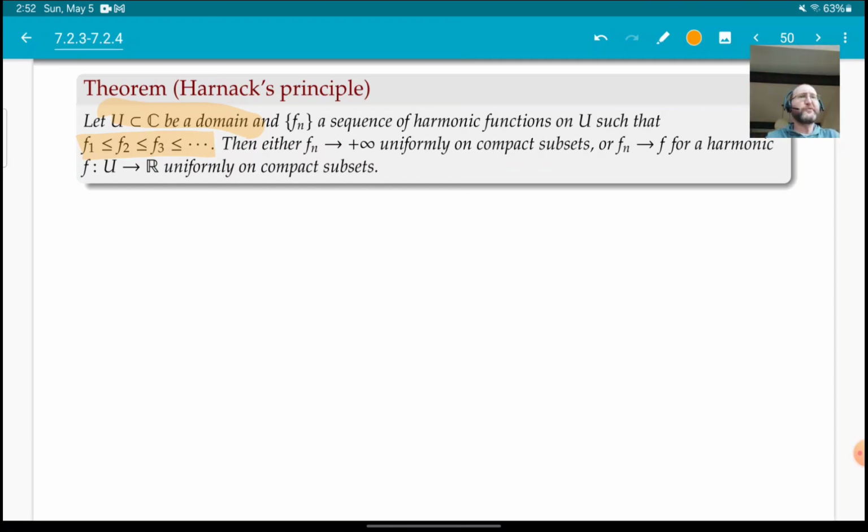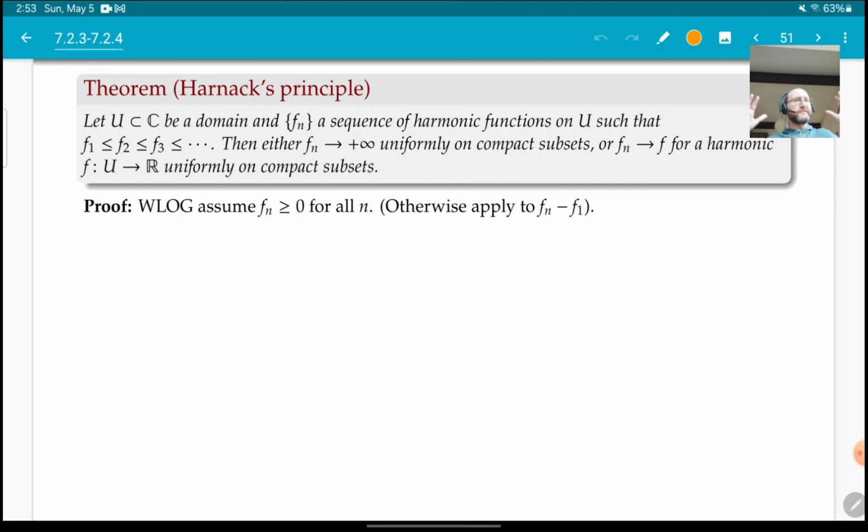Essentially, if we allow plus infinity, you're always going to get a nice limit. So either they go to infinity, or they go to a harmonic function, again uniformly on compact subsets. So they have to converge to a harmonic function or infinity. You have to allow infinity, but if you allow infinity, they always converge, and they converge to a harmonic function, right? So it's a very strong statement. All that we know is that this is a monotone sequence.